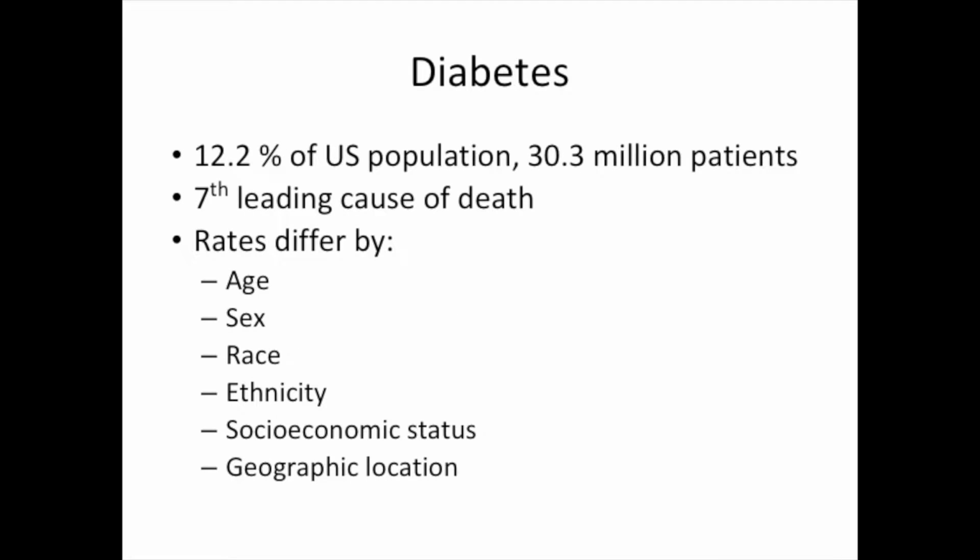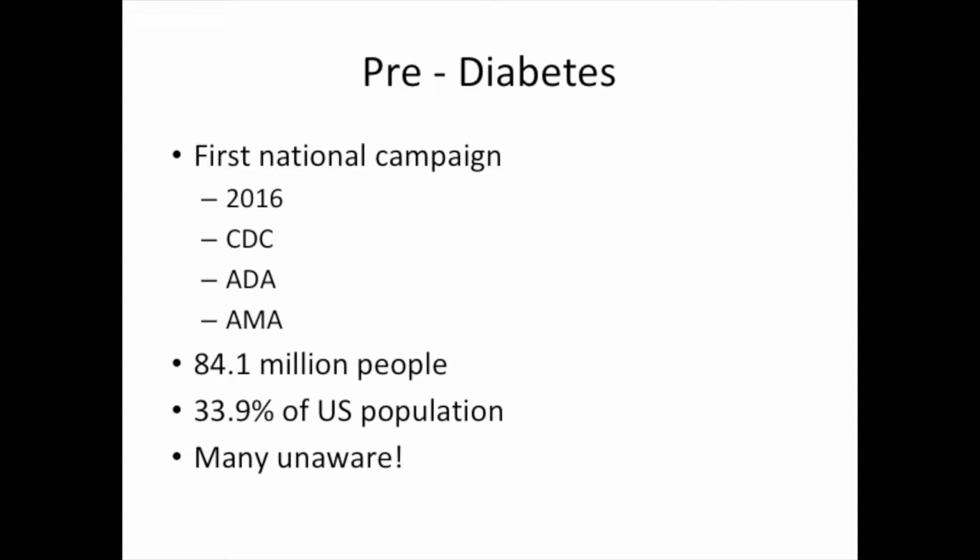Approximately 12.2% of the 2015 U.S. population, or 30.2 million people, suffered from diabetes, which is the seventh leading cause of death in the U.S. Rates of diabetes differ by age, sex, race, ethnicity, socioeconomic factors, and geographic location. Diabetes has been a national health focus for many years.